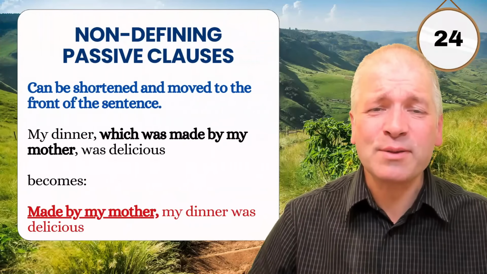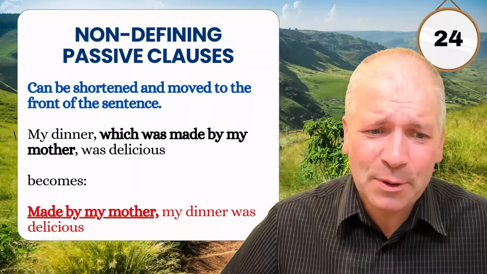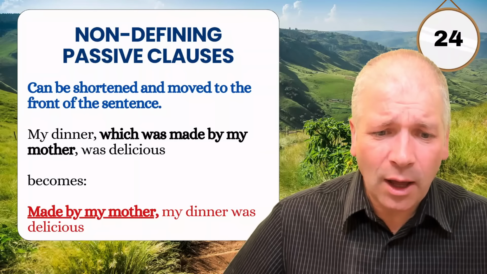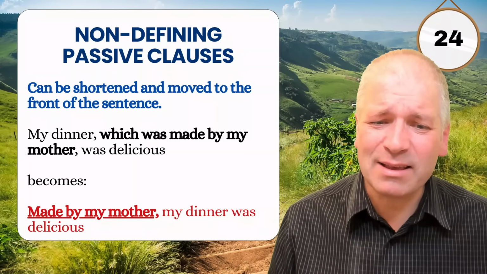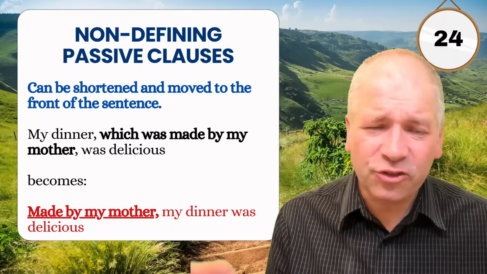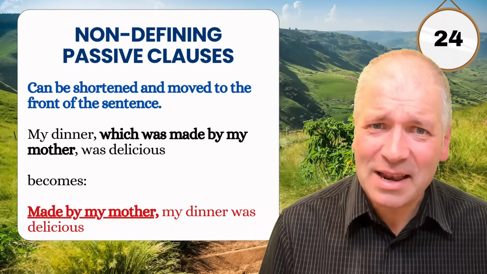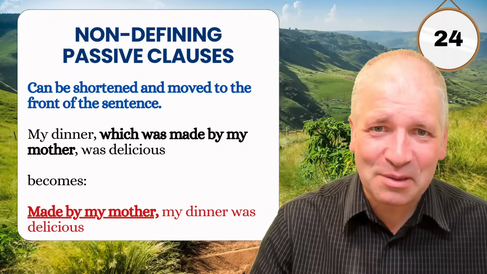You can do interesting things with non-defining passive clauses. Look at what happens here. My dinner, which was made by my mother, was delicious. Which was made is a non-defining passive clause. But I can shorten it and move it to the front of the sentence. Made by my mother, my dinner was delicious.